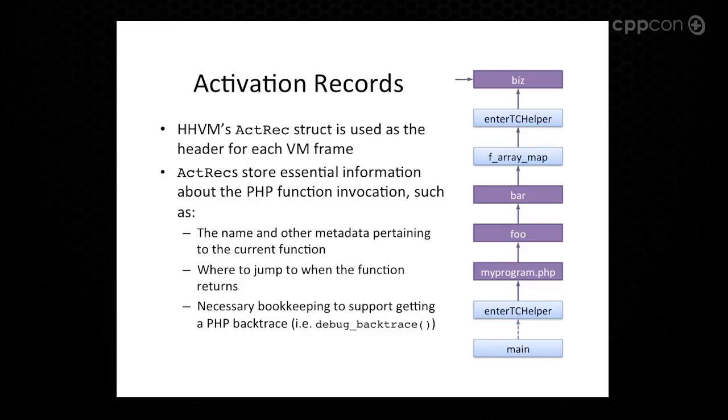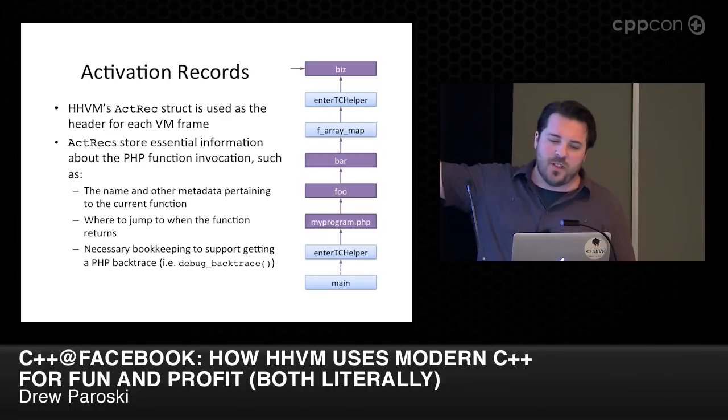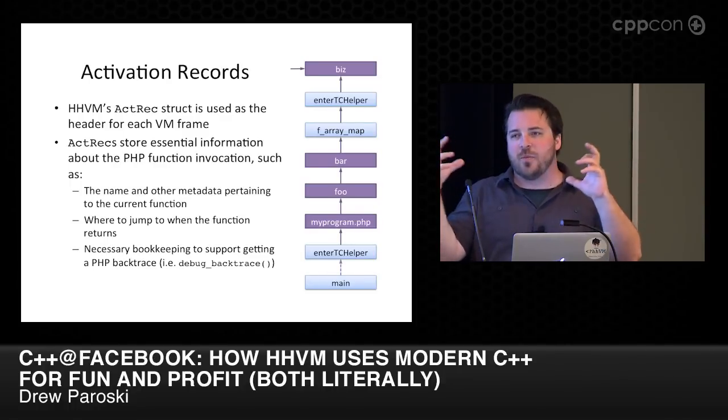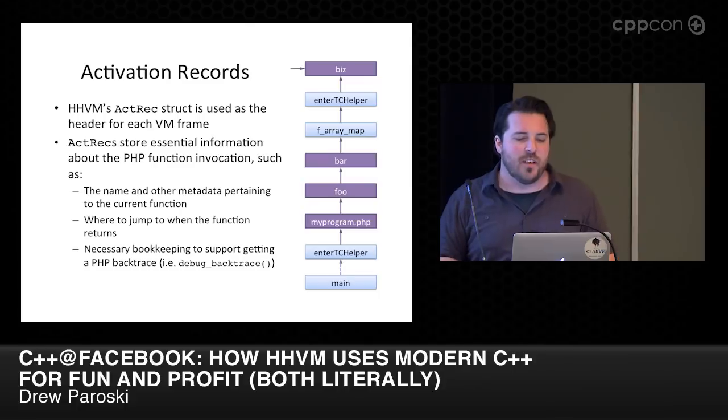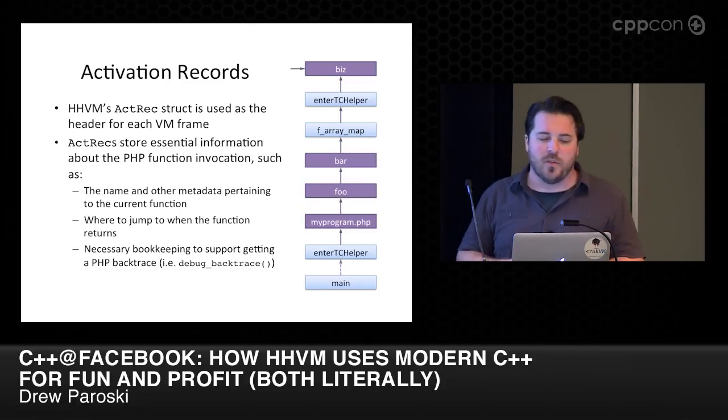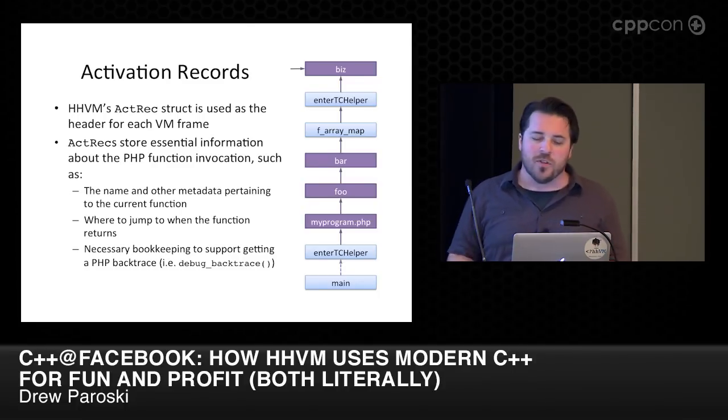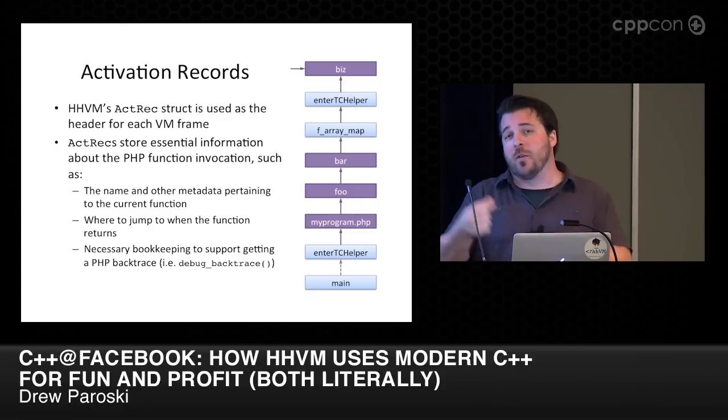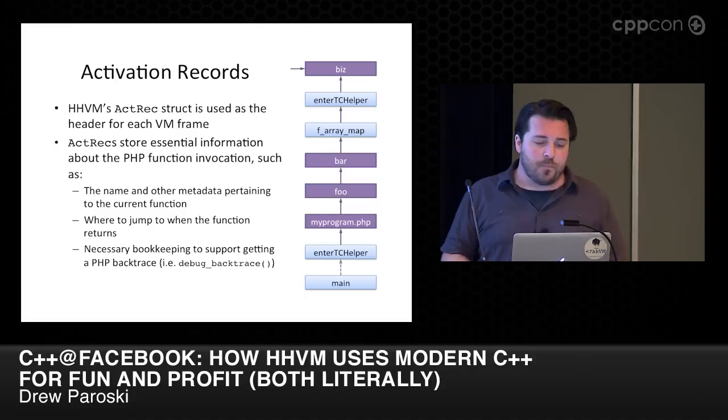So you'll remember this drawing from an earlier slide, and we have the different frames. So the VM frames are represented, the header is represented using the struct we call an ActRec. It's short for activation record. And it has all kinds of useful information, like where to return to, both the machine code address or the bytecode address if we're using the interpreter. And we need it so that we can get a backtrace. PHP has a function called debug backtrace, which you can call anywhere, which gives you like the current call stack as an array of arrays. So we need to be able to make that work.